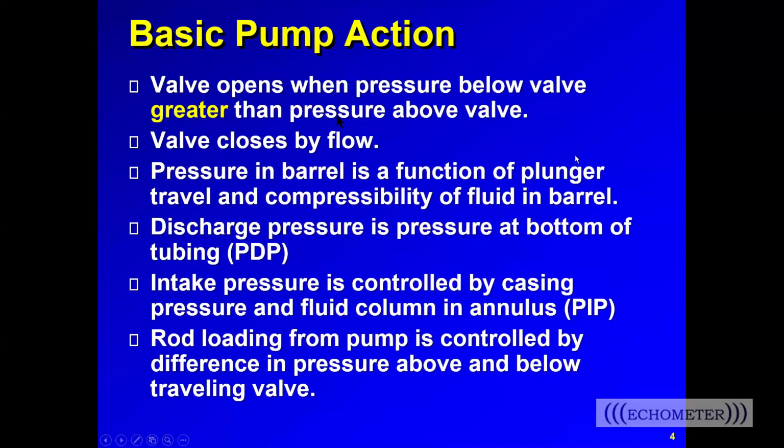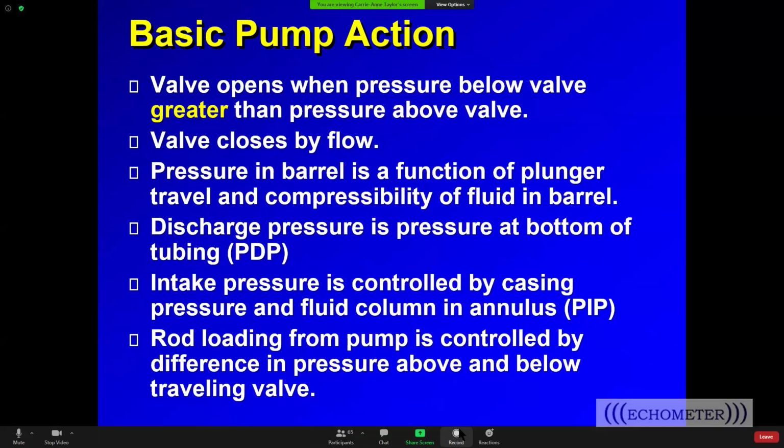All right, thank you, Lynn. Starting with a basic pump action review: the valves open when the pressure below the valve is greater than the pressure above the valve. We're going to take a closer look over the next several minutes at flow through the traveling and standing valves during pump operation. The pressure in the barrel is a function of plunger travel and the compressibility of the fluids inside the barrel.